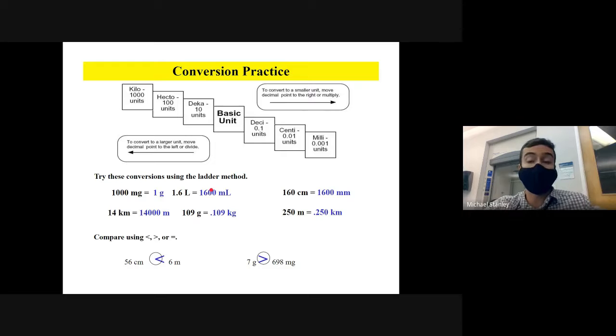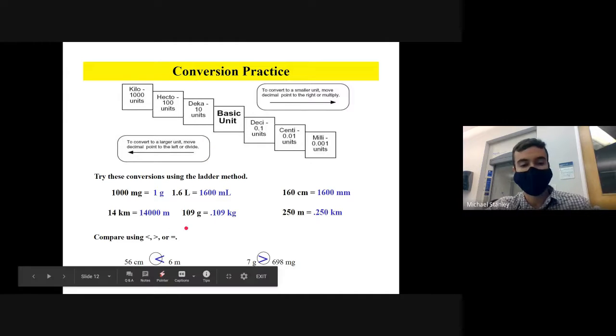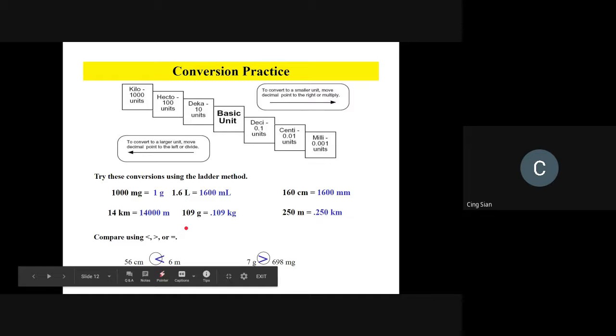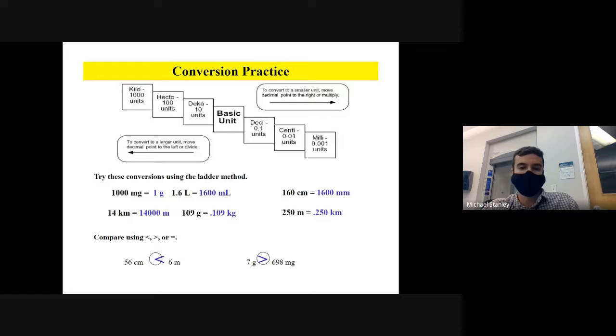All right, so we're going to do some more examples together as a group in just a second. But does anybody have any questions before we go into that? Anything that you're not 100% sure about or isn't making 100% sense? No, thank you. All right.